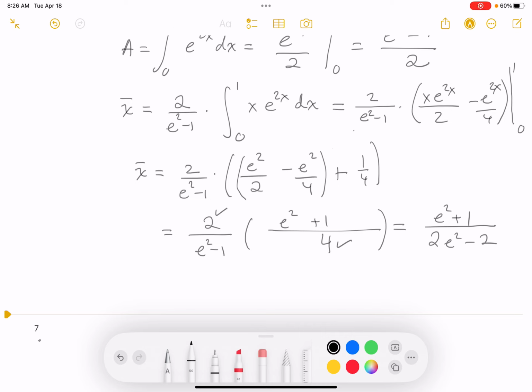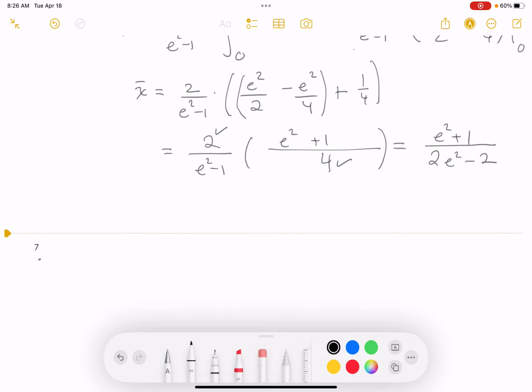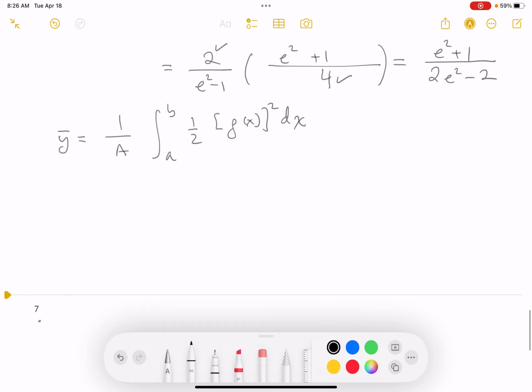And now I want to do y bar. And y bar, oh boy, another computation for me, right? So let's write y bar down. I'll write the formula down for you. Y bar is going to equal 1 over the area, and that's going to be an integration from a to b. I'll do the integration. And that's going to be 1/2 the function f of x squared dx. Well, I've got to do that. Basically, it's the reciprocal of the area, and I kind of remember that. The reciprocal is going to be 2 over e squared minus 1.